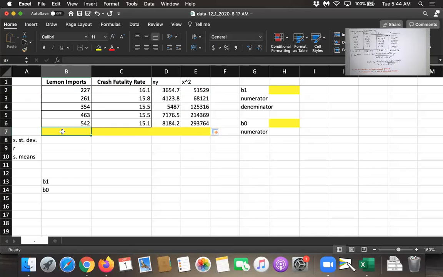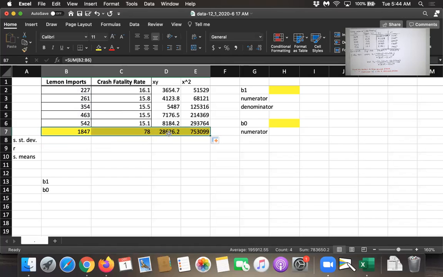And then for each of these, I want the sum. So I'll take the sum, and don't forget to type your equals sign, otherwise it won't calculate for you. So you want equals sum, open parentheses, select those cells, close parentheses, and then drag and drop. So the sum of the x's is 1,847. That's exactly what I have on my paper. Sum of the y's is 78, great.